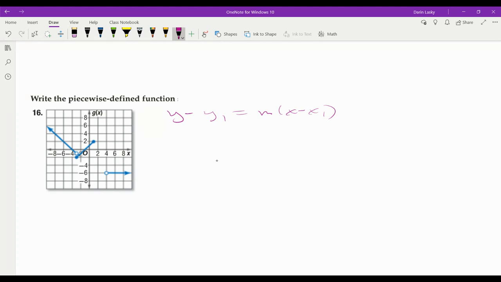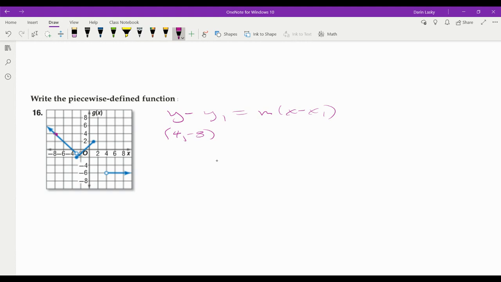All right, so let's just take this first line right here. Take that first line right there. And I'm going to pick these 2 points. I'm going to pick this point right here. And that's -8 and 4. So y equals, oops, not equals, Control Z. So my point that I pick is 4 and -8.